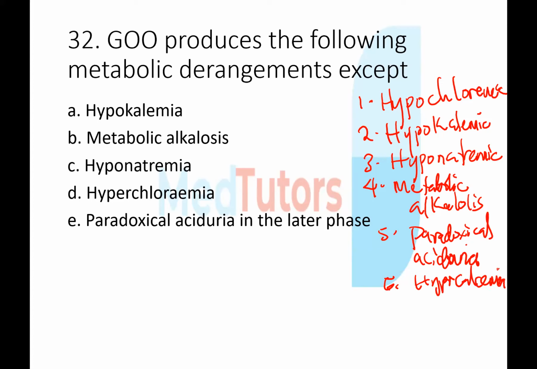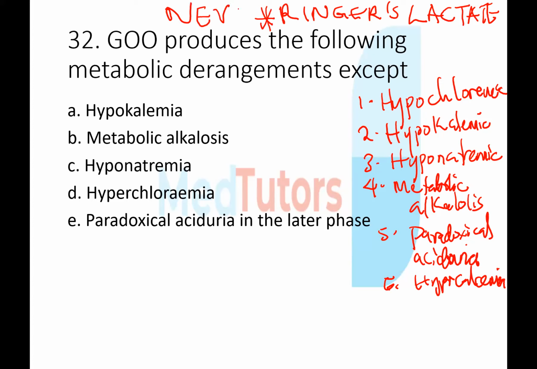And don't forget, in gastric outlet obstruction, Ringer's lactate is contraindicated. Please don't forget. Never give Ringer's lactate. It's contraindicated because that lactate will be converted to bicarbonate, which will further worsen the alkalosis, the metabolic alkalosis.